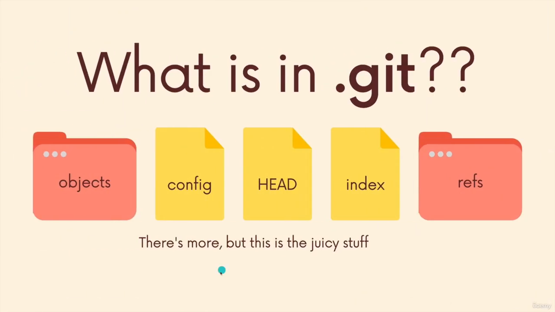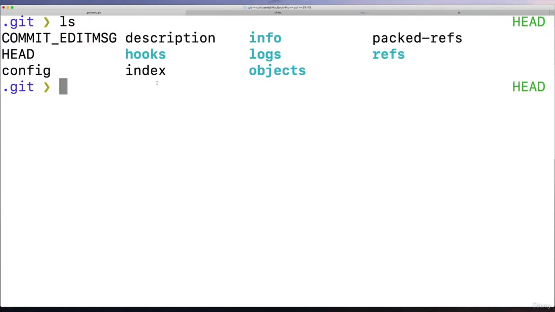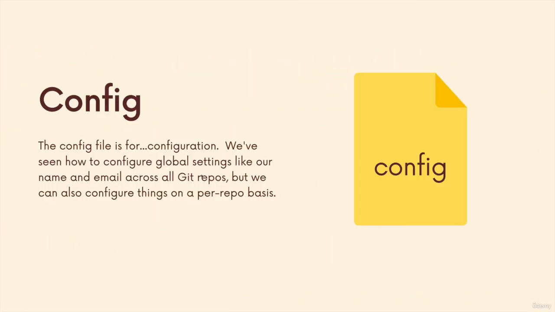So compared to this slide, there's a lot more. But I'm just going to highlight some of the most important pieces. And in this video, I'm going to start by talking about this one file called config. The config file is for additional configuration. We've talked about this a little bit. With Git, there are multiple locations that we can configure settings. We can do it globally. We can actually do it system-wide, globally, and then locally on a per repo basis.